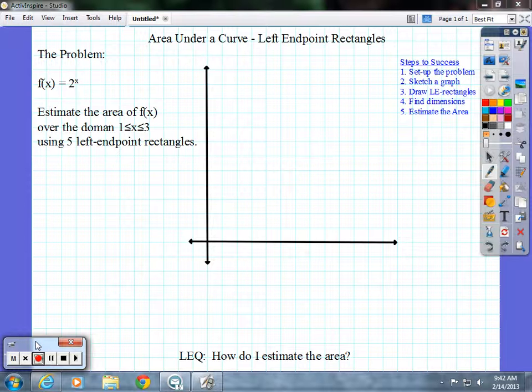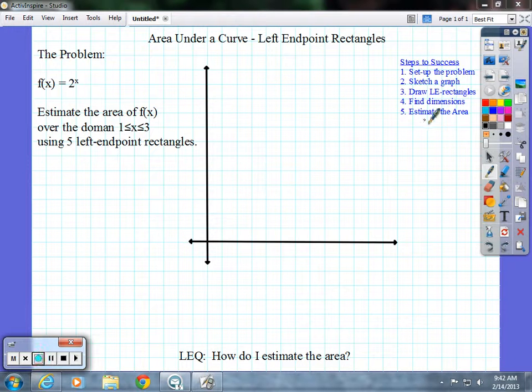So the problem that we're going to look at today is f of x equals 2 to the x, and we're going to estimate the area of f of x over the domain of 1 to 3 using 5 left endpoint rectangles. The LEQ today is how to estimate the area. In the past, we've estimated the area using any method that we like. We're going to get a more formalized method to do that, and that method is using left endpoint rectangles.